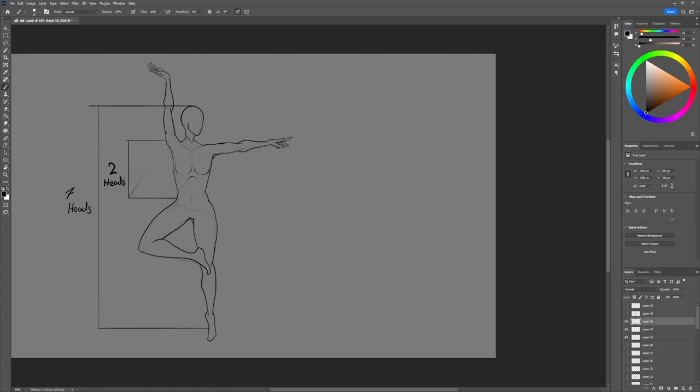And that's a good thing, because if you don't get it exactly 2 heads long, so to say, it's still going to look right. I mean, as long as you don't make the torso 3 to 4 heads long, it's still going to look mostly like a human.